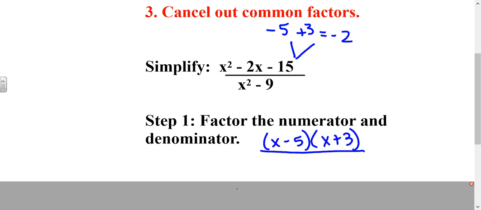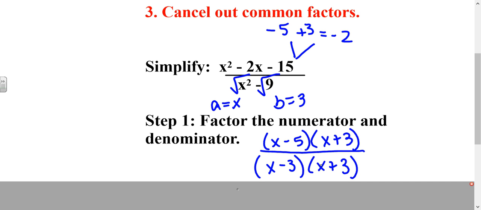The denominator, what type of problem is that? That one would be a difference of squares because x squared is a perfect square and 9 is a perfect square. If you remember, to factor a difference of squares, we have to take the square root of both numbers. So in this case, a would equal x, and b would equal 3. And when we factor a difference of squares, we have a plus b times a minus b. So we would take x minus 3 times x plus 3.